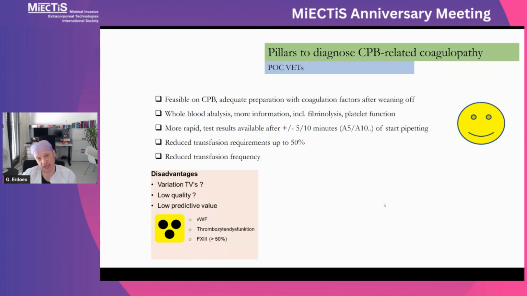These tests are not perfect, of course. There are variations in target and trigger values, and if the test is performed in the OR, so not in the laboratory, there could be some quality issues, and there is no prediction possible regarding bleeding. So a patient with a normal point-of-care test can bleed, and also vice versa.